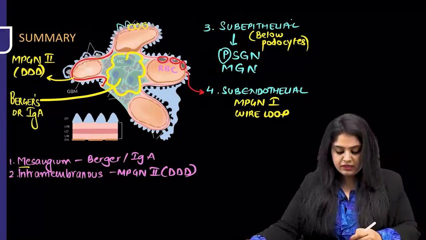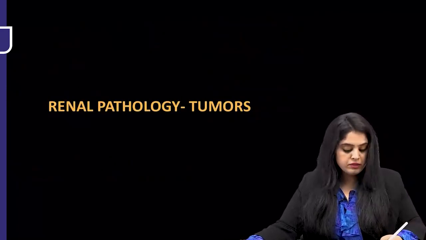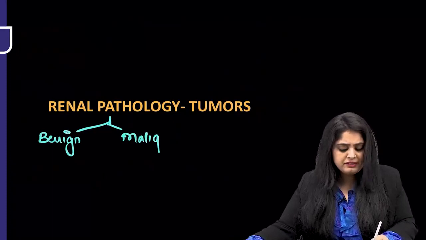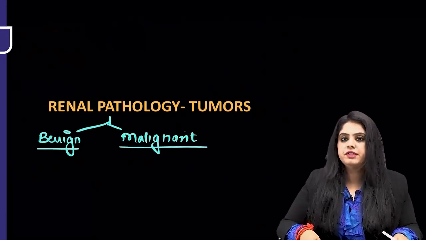Done with all of this, the last part of kidney that we are going to start with is going to be the renal tumors. You know renal tumors everywhere. Every tumor is divided into benign and malignant. Exactly how I'm going to study it. There are 2 to 3 tables and we shall be sorted with it.